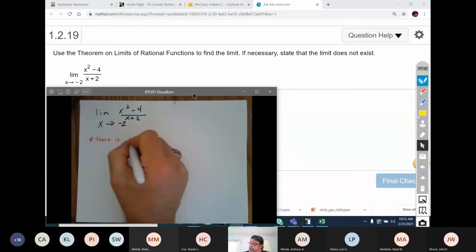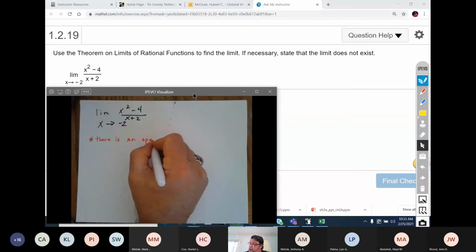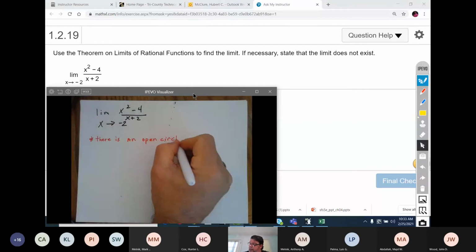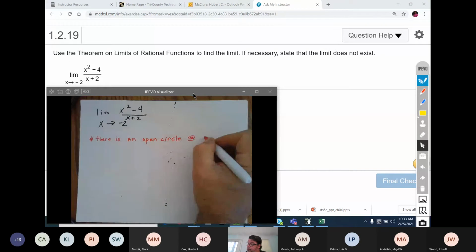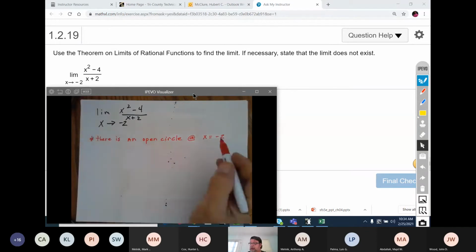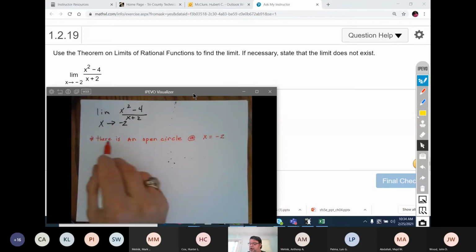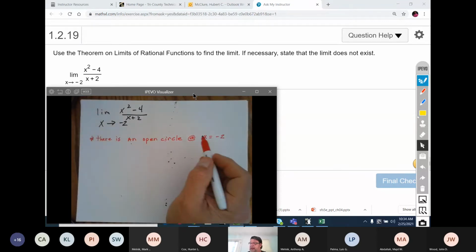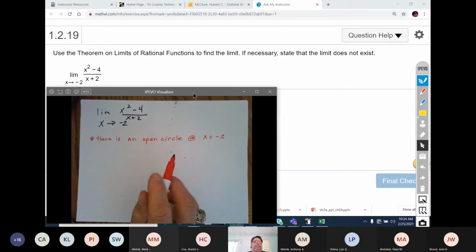There is an open circle. Where? Why is there an open circle at x is equal to -2? Come on, y'all can do it. Why is there an open circle at x is equal to -2 on the graph? There is an open circle on the graph at x is equal to -2. Why?